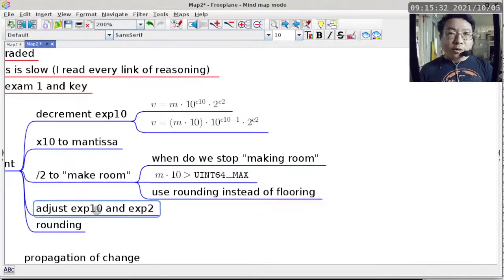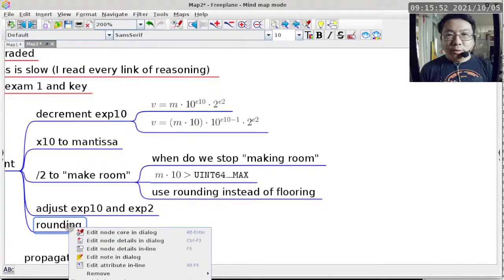We have to adjust the EXP10 and EXP2. So I'm going to let you decide when to add 1 to which one and when to subtract 1 from which one. I mean, once you're done with the negative exponent, you would probably have a pretty good idea already how to do this. And I mentioned rounding already, so we don't need to mention this again. So I'm going to take this note away.